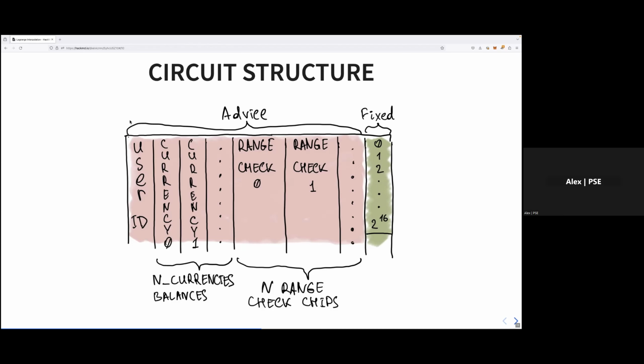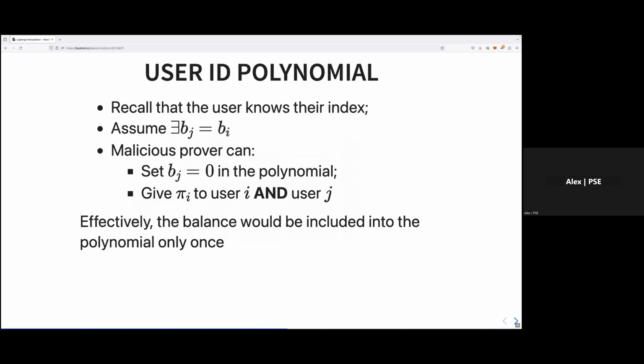Here, maybe someone has already noticed something interesting that I haven't previously talked about, and this is the user ID column. Now we need to talk about something I briefly mentioned in the previous talk: how do we make sure that a malicious prover cannot reuse the same balance value and same inclusion proof for two users who have the same cryptocurrency balance? So let's take a look at that possible situation.